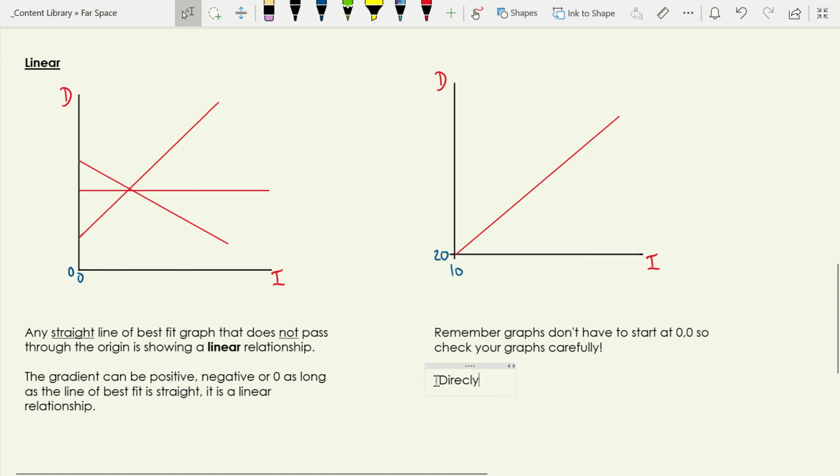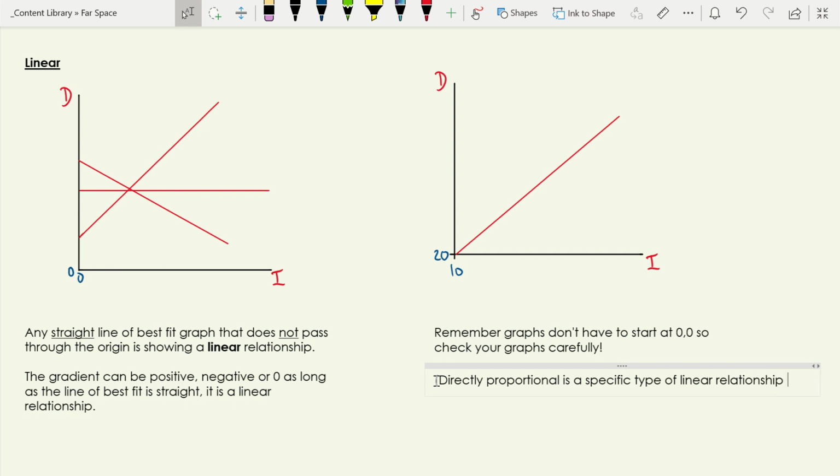So directly proportional is a specific type of linear relationship. So think of it, direct proportion is like a subcategory of linear. So any straight line graph is a linear graph. If it happens to go through the origin, we don't call it linear anymore, we call it directly proportional. But what that means is that directly proportional is just a specific type of linear relationship.